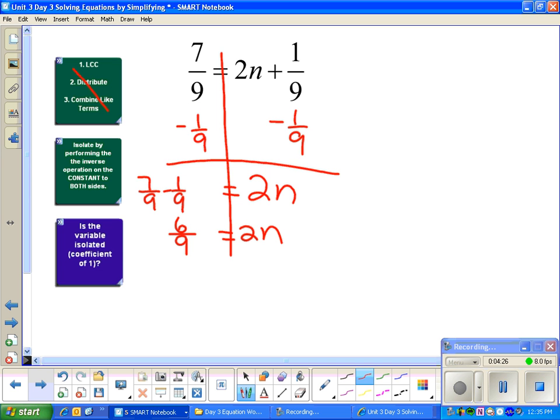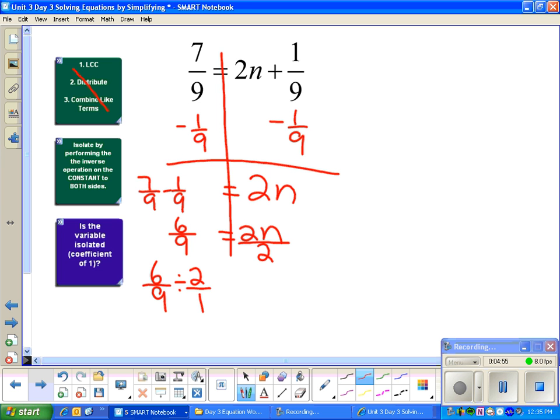Cool. Now I'm going to ask myself, is my variable n isolated? Okay. Now there's a coefficient. There's a 2 there. Someone took n and multiplied it by 2. So what's the inverse operation to multiplication? It's division. So now I'm going to divide 6/9 by 2. Do you remember how that works? Let me write that out for you. 6/9 divided by 2. Does this help you out?